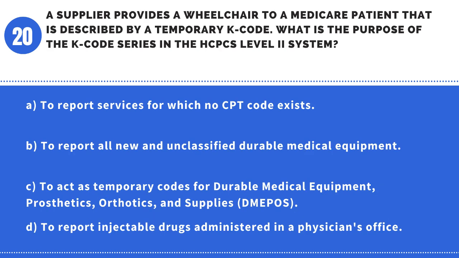Question 20. A supplier provides a wheelchair to a Medicare patient that is described by a temporary K code. What is the purpose of the K code series in the HCPCS Level II system? A. To report services for which no CPT code exists. B. To report all new and unclassified durable medical equipment. C. To act as temporary codes for durable medical equipment, prosthetics, orthotics, and supplies, DMEPOS. D. To report injectable drugs administered in a physician's office.